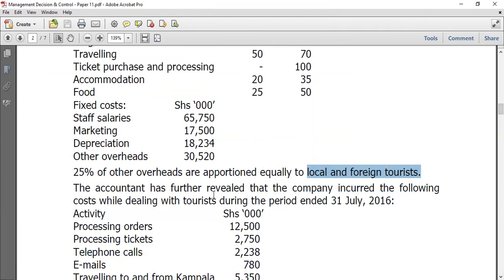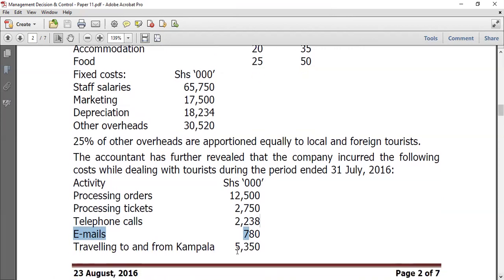So they're telling us that the accountant has further revealed that the company incurred the following costs while dealing with tourists during the period. So we have processing activity, processing orders. We have 12,500. Then we have processing tickets is 2,750. Then we have telephone calls. This is 2,238. Then we have emails costing us that value. And then we have traveling to and from Kampala is also costing us that value, okay?